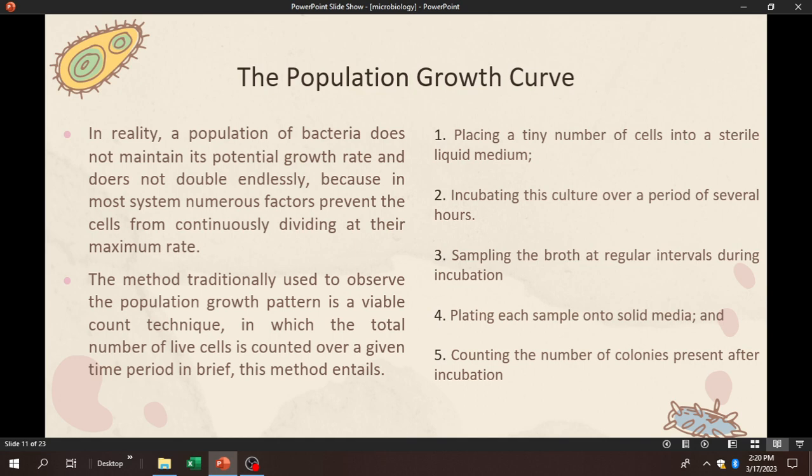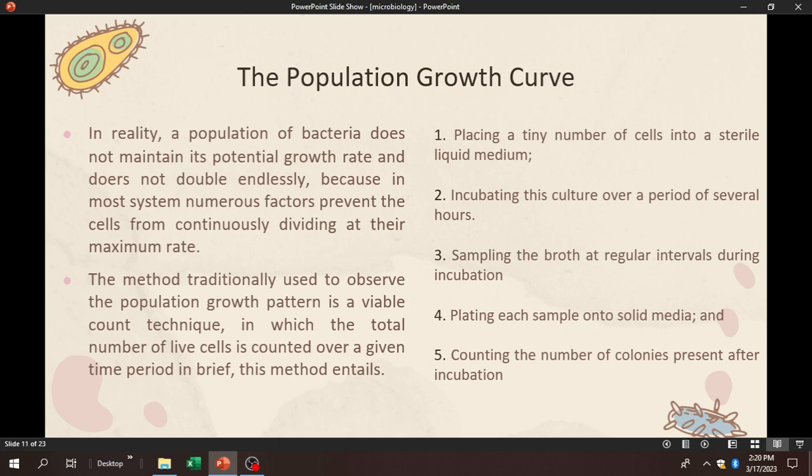This same equation, with modification, is used to determine the generation time, a more complex calculation that requires knowing the number of cells at the beginning and end of a growth period. Such data are obtained through actual testing by a method discussed in the following section.